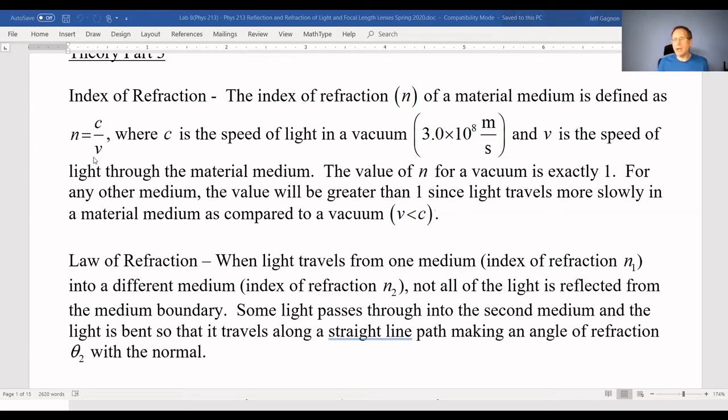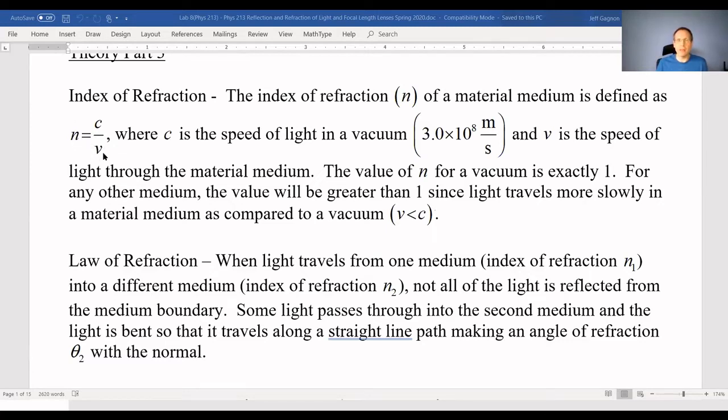It could be air, it could be glass, or it could be water. It could be many other things too, but those are the things that we're going to deal with in this lab. So either air, glass, or water. Now it turns out that the speed of light when traveling through any medium other than a vacuum is always going to travel slower. So v is always going to be less than c. So that means that n is always going to be greater than 1. It'll equal 1 if v happens to be c. If it's the vacuum itself, then n equals 1.